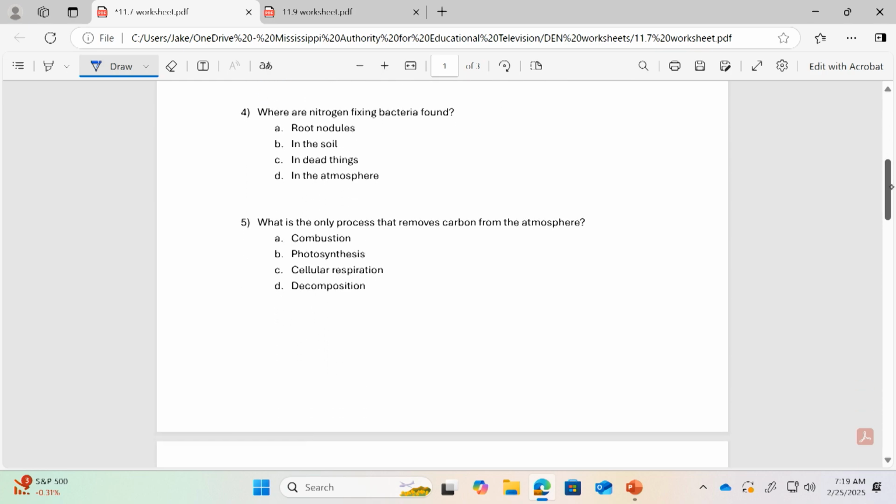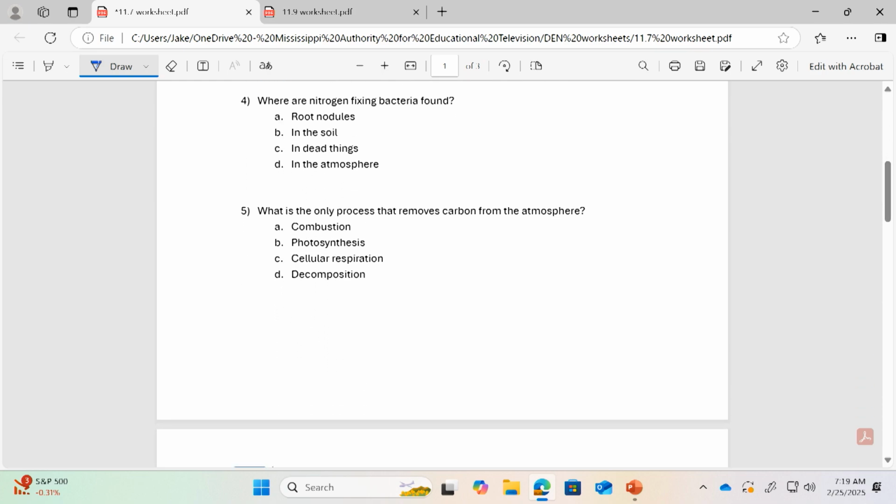All right, let's keep this going. I'll scroll down a little bit here. All right, here's 4 and 5. 4 says, where are nitrogen-fixing bacteria found? Okay, now I'll be honest, this one was a little bit of a trick question because there's actually 2 correct answers here. They can either be found on root nodules of certain plants, but they can also be found in the soil. And again, these nitrogen-fixing bacteria, their job is that they take that nitrogen, that N2, and fix it into a form that's more usable for organisms. So this one actually had 2 answers. If you picked either one of those or both of those, you were definitely right on the money.